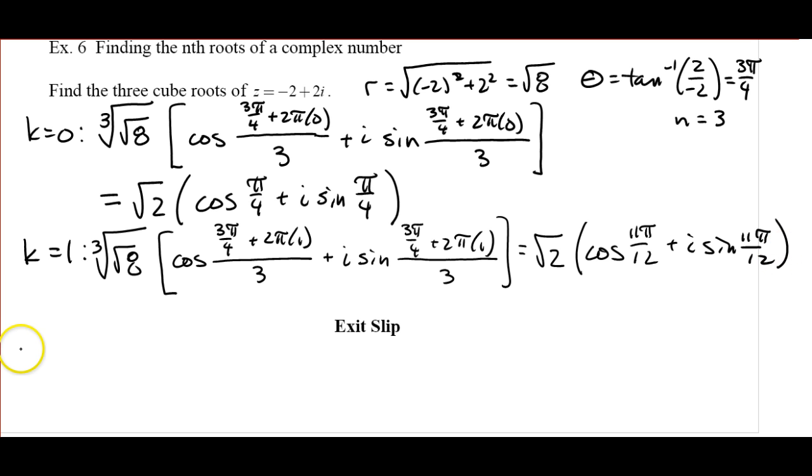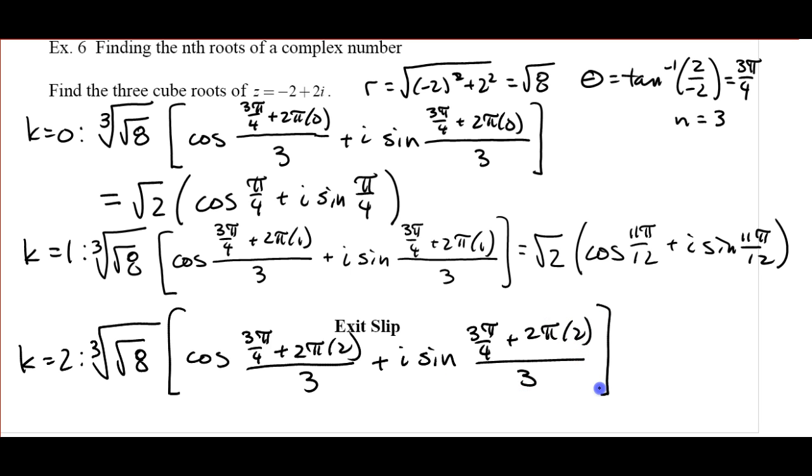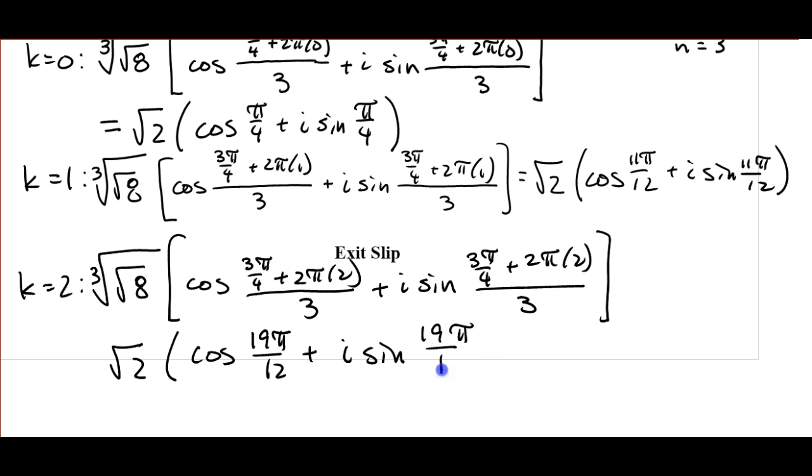And then we need one more, so we need k is equal to 2. So I'm going to have the cube root of the square root of 8 times the cosine of 3 pi over 4 plus 2 pi times 2 divided by 3 plus i times the sine of 3 pi over 4 plus 2 pi times 2 divided by 3. So I'm going to get the square root of 2 times the cosine of 19 pi over 12 plus i times the sine of 19 pi over 12.